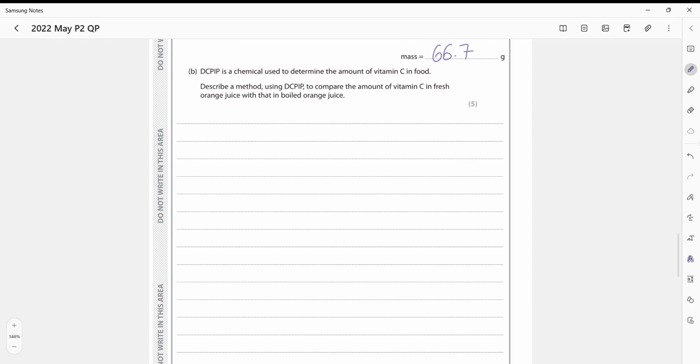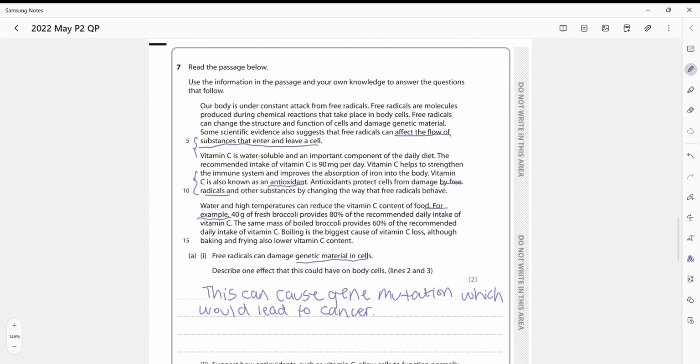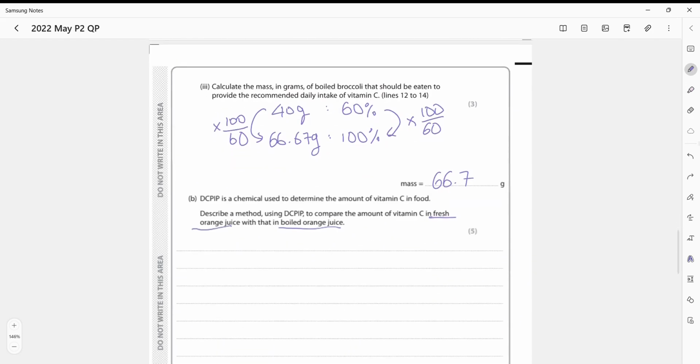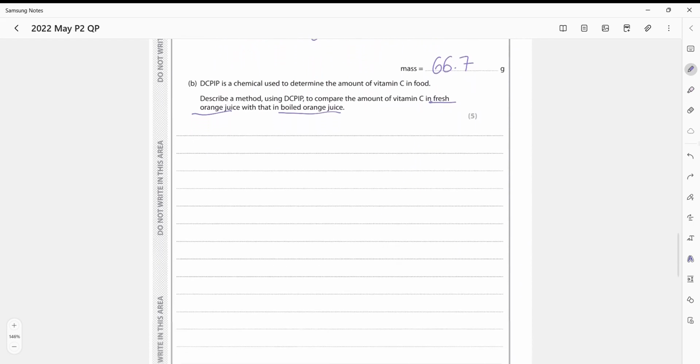All right, DCPIP is a chemical used to determine the amount of vitamin C in food. Describe a method using DCPIP to compare the amount of vitamin C in fresh orange juice with that in boiled orange juice. So in the last paragraph, it talks about how boiling is the biggest cause of vitamin C loss, right? So there would be less vitamin C in boiled orange juice.